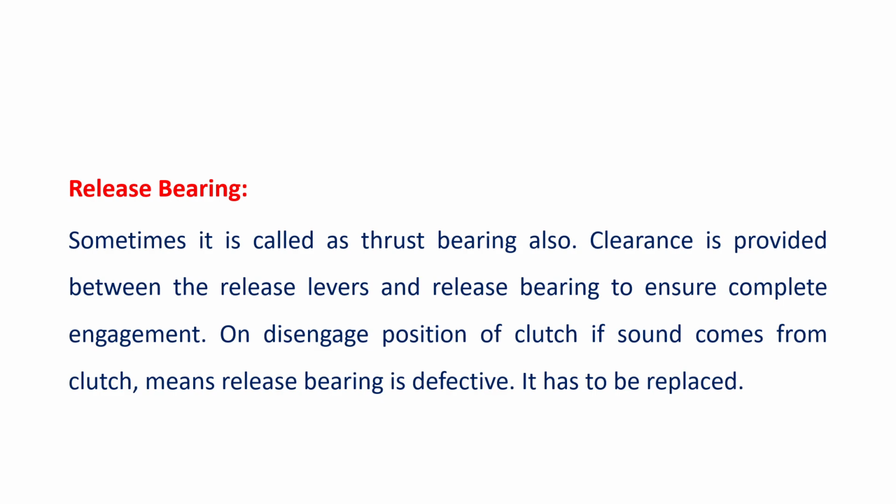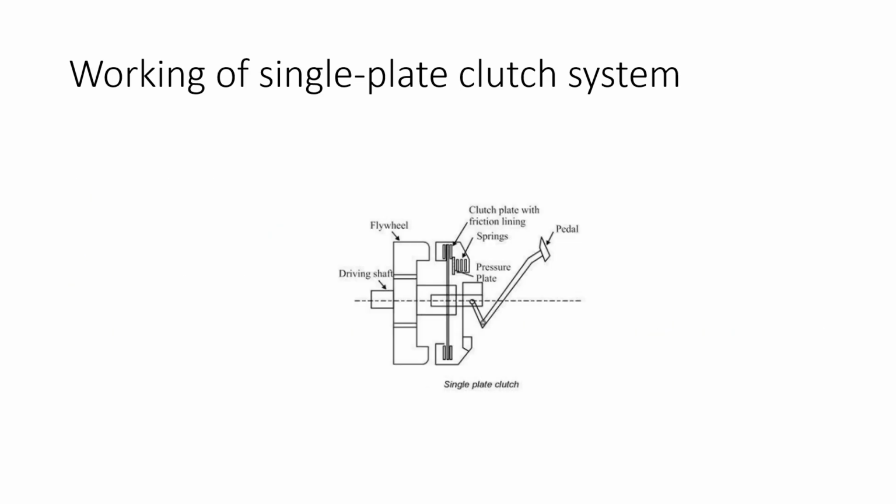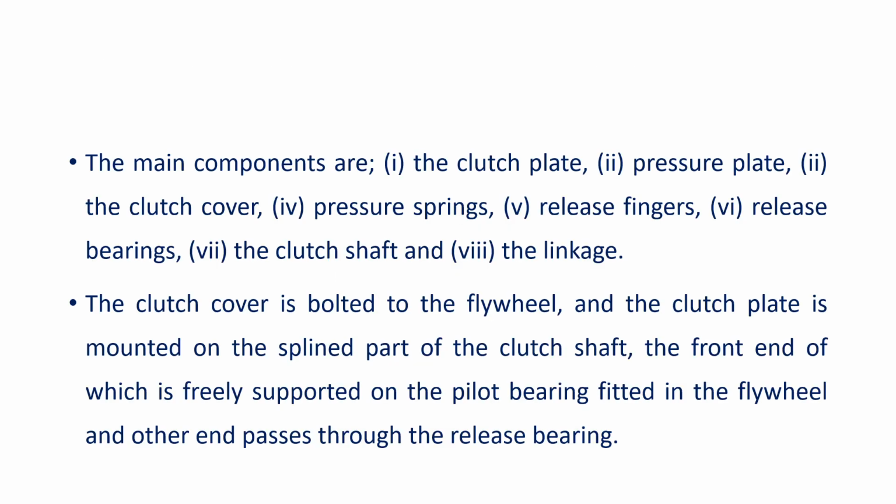You can see the diagram. You have a flywheel, you have a driving shaft, your pressure plate will be on the driven shaft, and you will have your pedal, from which you will be operating. The parts are the clutch plate, pressure plate, clutch cover, the pressure springs, release bearings, the clutch shaft and linkage.